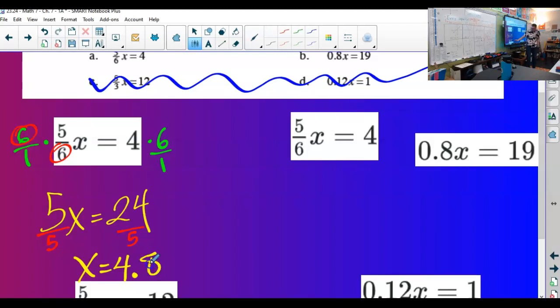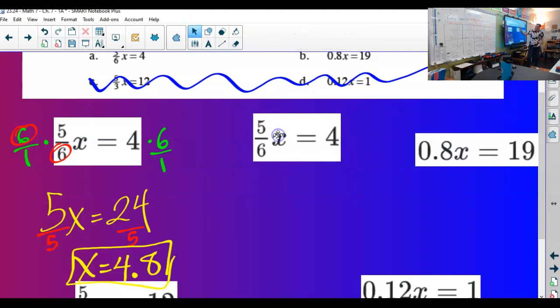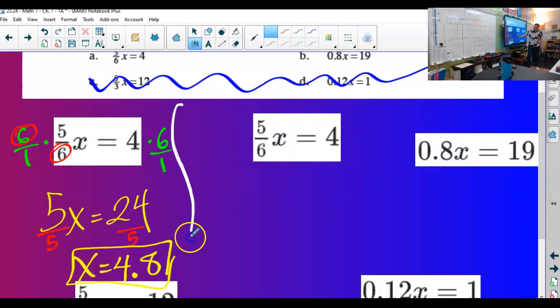4.8. Now, if you took the reciprocal method, actually, I'm gonna scooch this over. If you wanted to take the reciprocal method, your reciprocal here would be what? 6 over 5. And what do we need to do with the 4? Put it over a 1. And then we can multiply, and then we divide. Guys, it's the same thing. You'll get the same answer.